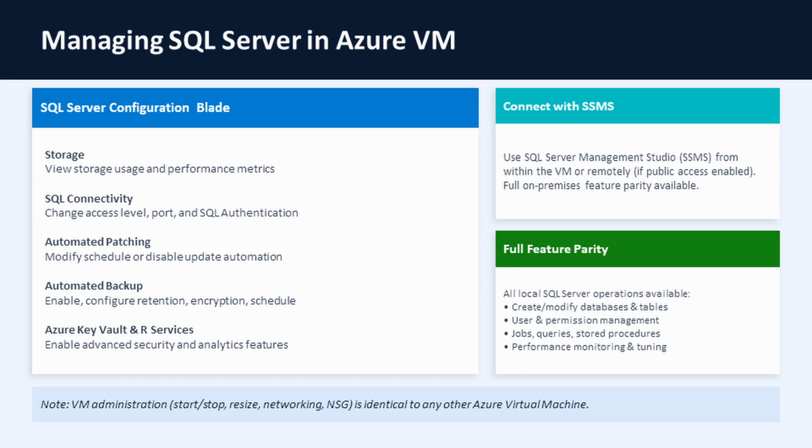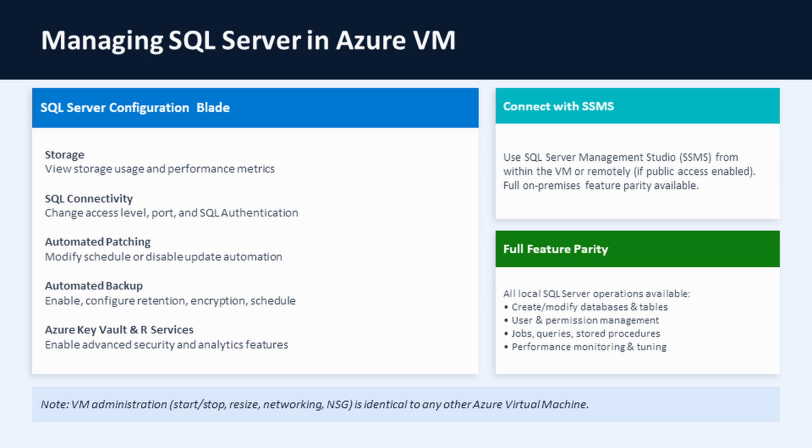Under Storage, you can view current storage usage and performance metrics. Under SQL Connectivity, you can change the access level, update the port number, and toggle SQL authentication on or off. To actually interact with your databases, you can use SQL Server Management Studio, often called SSMS, which you connect to from within the virtual machine itself or remotely from your laptop if you have enabled public or network access.